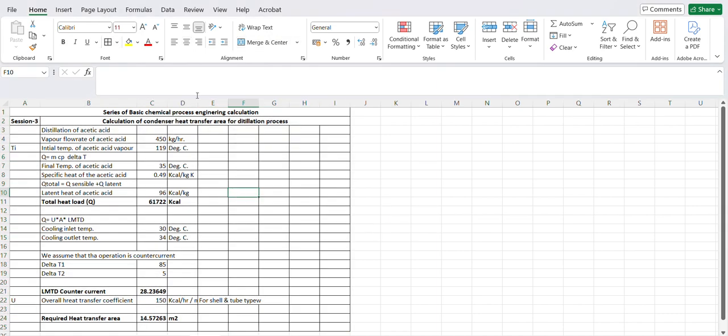Okay, so in the next session we can cover the utility sizing based on this calculation as well.